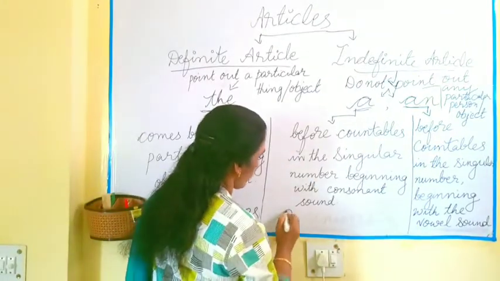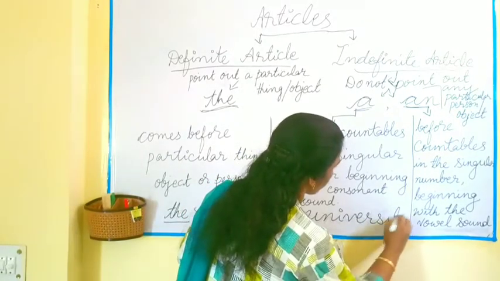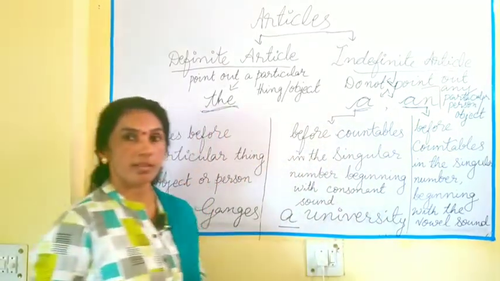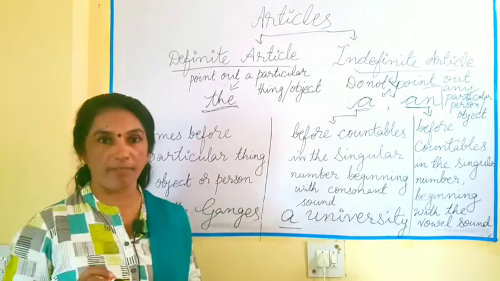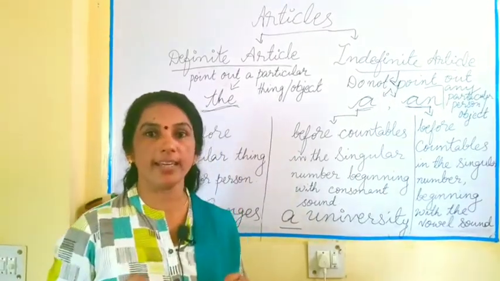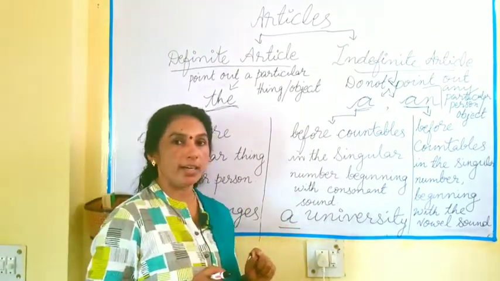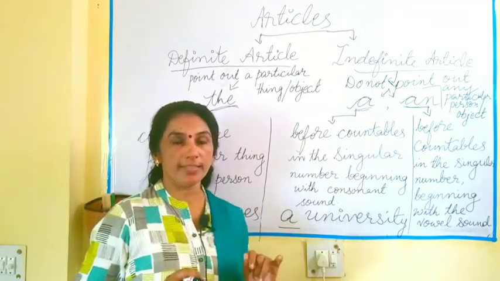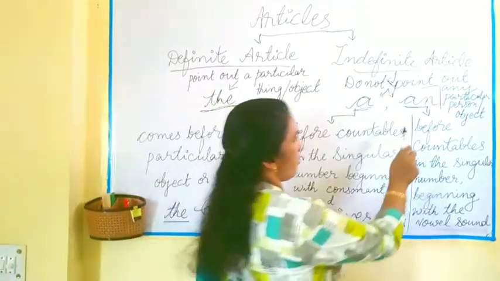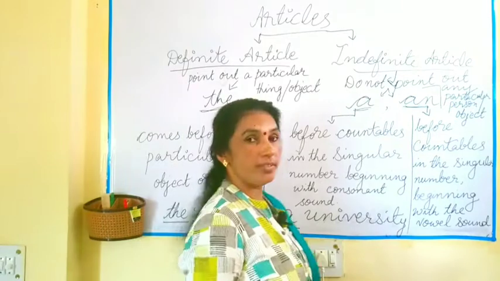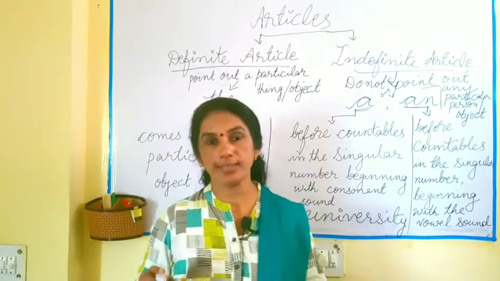And a, we use before countables in the singular number which begins with a consonant sound. For example, a university. Here, university is the word which begins with U. U is a vowel, but when we pronounce university, it sounds like a consonant sound. So, here we use a, that is a university. We never use an university.